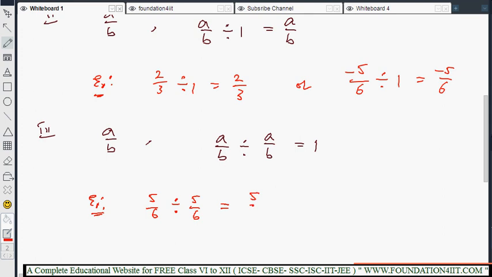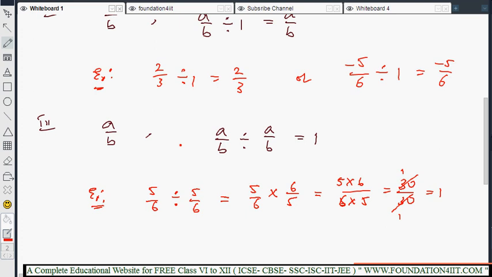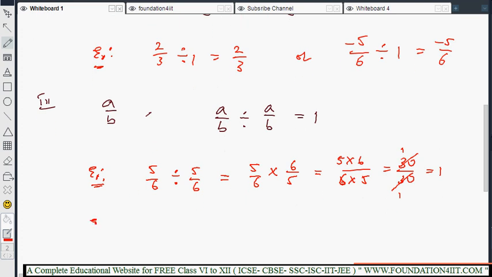You can check it. 5 by 6, if you change the division to multiplication, the divisor becomes 6 by 5. Then 5 into 6 by 6 into 5 is 30 by 30, and 30 by 30 is 1. Not only positive numbers, you can take negatives also.